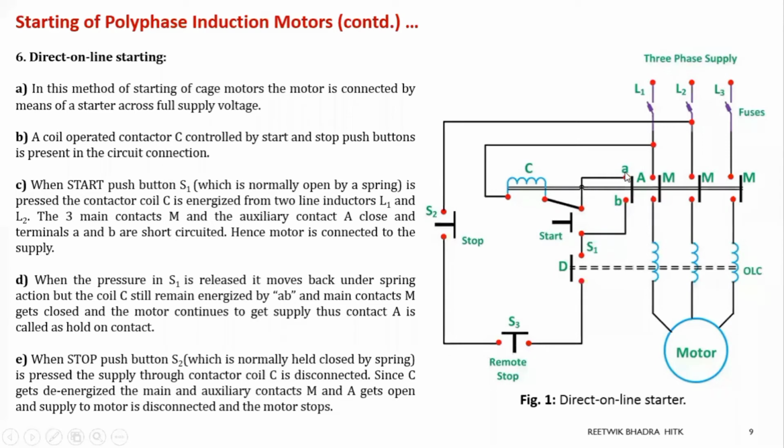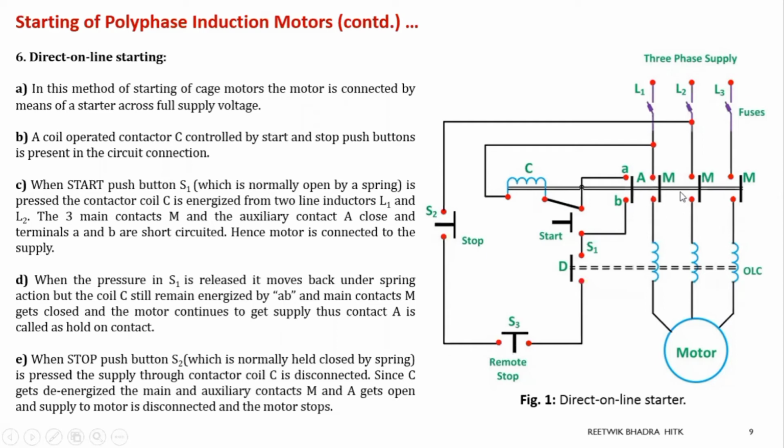This part is connected to A, and S1's point is connected to B, so all these points are energized. The auxiliary switch closes. As the coil is energized, it pulls the contacts to this side, and contact A closes this point AB. A means auxiliary and M means mains. So the three main contacts M and the auxiliary contacts A get closed, and terminals A and B are short circuited.